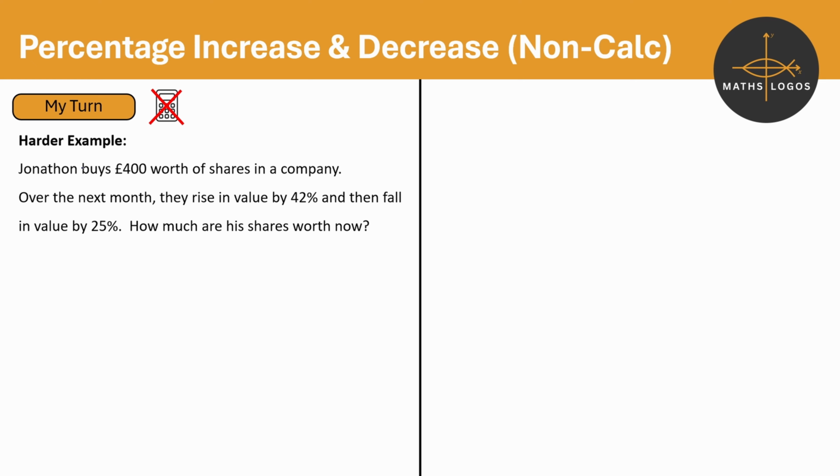Our last example is a little bit harder. Jonathan buys £400 worth of shares in a company. Over the next month, they rise in value by 42% and then fall in value by 25%. How much are his shares worth now?